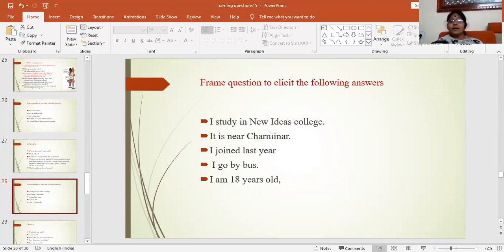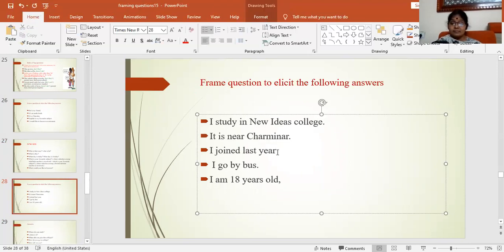Let's try to find a few more answers. Let's try to give questions to this. I study in New Ideas College. It is near Charminar. I joined last year. I go by bus. I'm 18 years old.